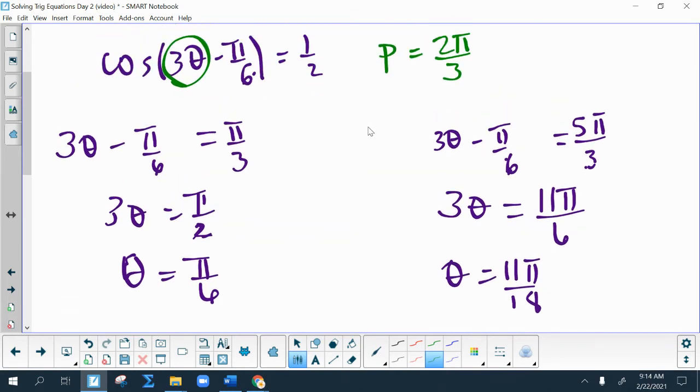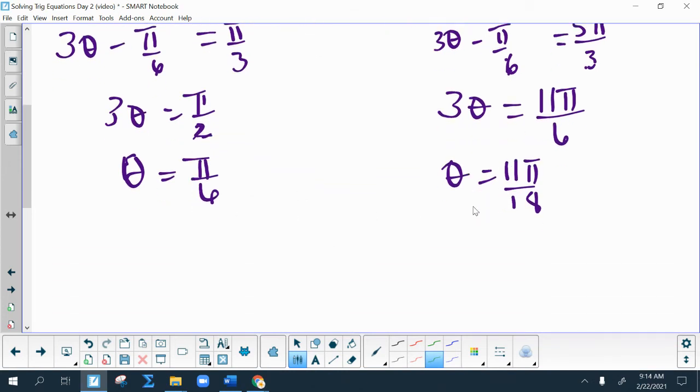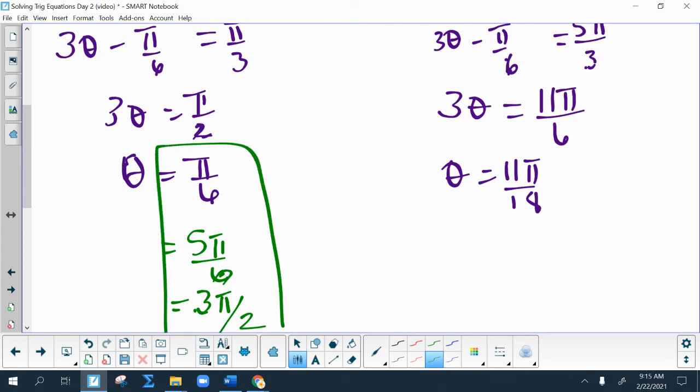And I'm going to add that in, and I'm anticipating I'm going to get 3 times as many answers. So right now I have 2, so I should get 6 final answers. So I'm going to keep adding 2 pi over 3 on. So when I add 2 pi over 3 on that first time, I should get over here 5 pi over 6. Add it again, I should get 3 pi over 2. Okay, so 3 answers here.